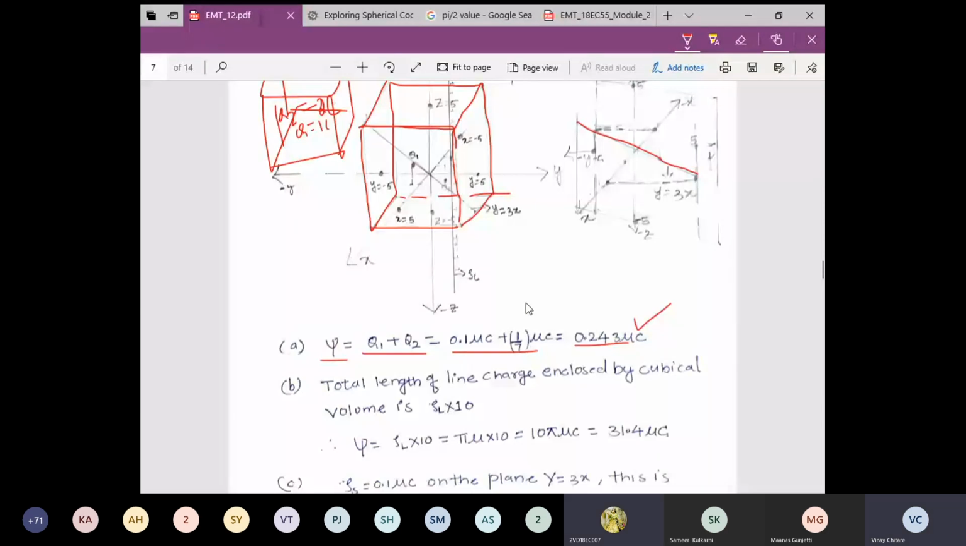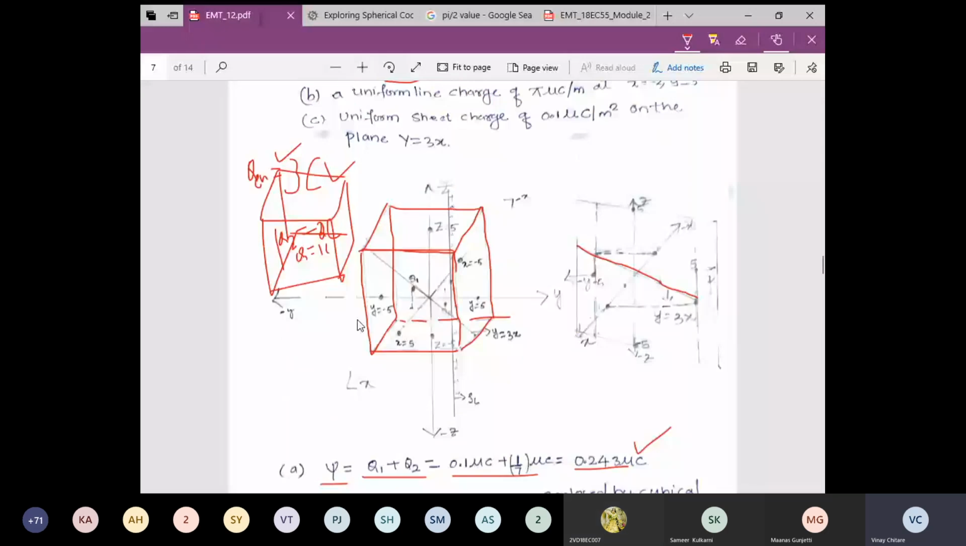Now, for this scenario, I'll ask one question. There is one more charge, sitting here outside the cubical surface, of 10 coulomb. What is the flux leaving this cubical surface? Only the charges present in the cube. How much is it? Is it 10 plus 3 or only 3 coulomb? 3 coulomb, yes, exactly.